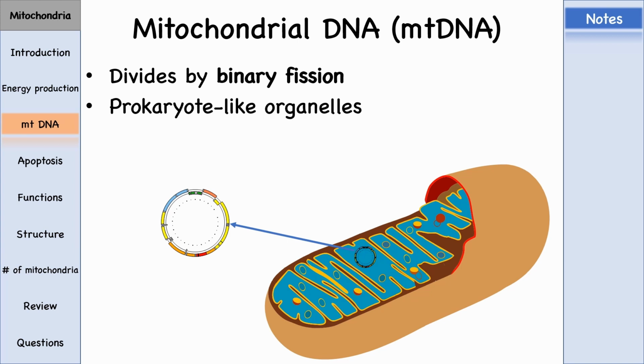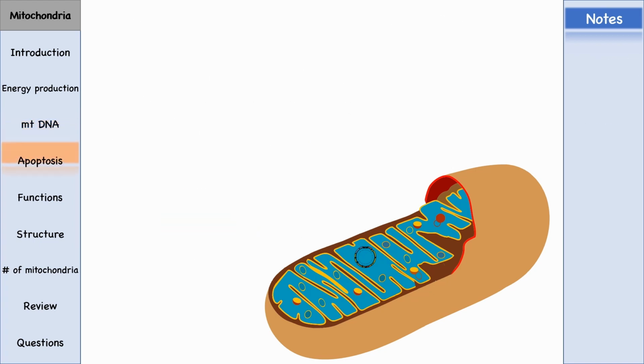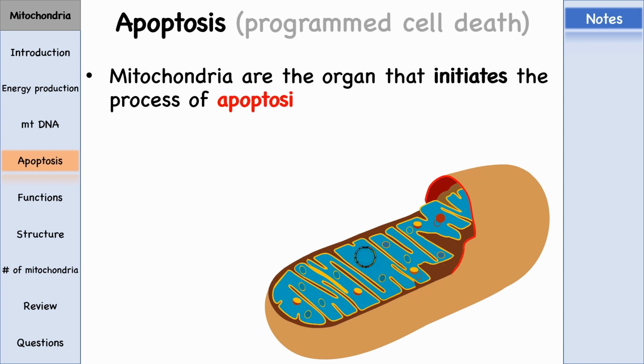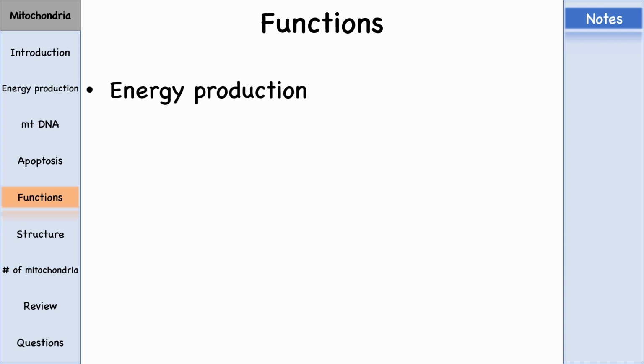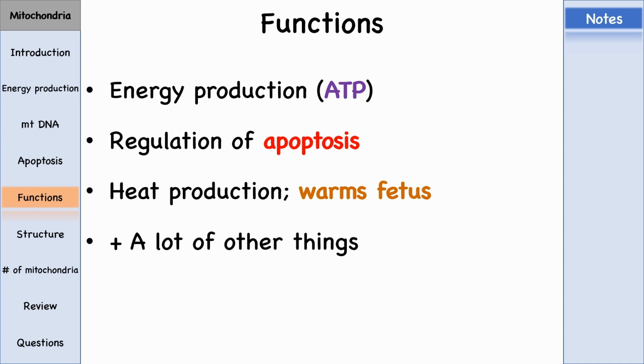Interestingly, mitochondrial DNA is inherited only maternally and not paternally, and we will learn the reason for that in the embryology lessons. On the other hand, mitochondria are the organelle that initiates the process of apoptosis, and we will learn how this happens in the apoptosis lesson. The mitochondria has several functions: energy production, which is mostly in the form of ATP, regulation of apoptosis, heat production. It uses this function in the fetus to warm it. And there are a lot of other things that mitochondria can do. We will learn them when we deep dive into mitochondria in the biochemistry lessons.